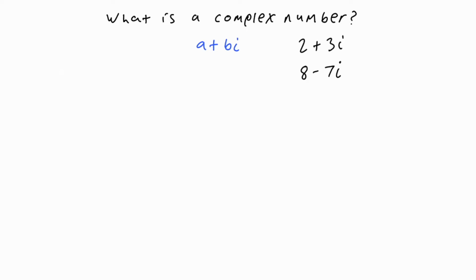And so a is what we call the real part of the complex number, and bi is what we call the imaginary part of the complex number. So a complex number has a real part and an imaginary part. Complex numbers are a combination of the two types of numbers, real and imaginary.